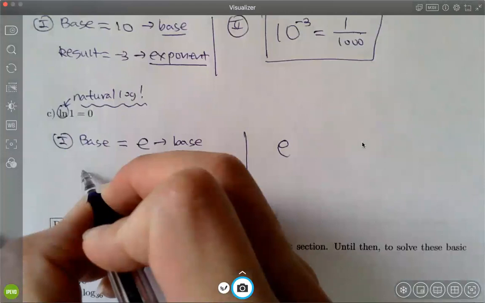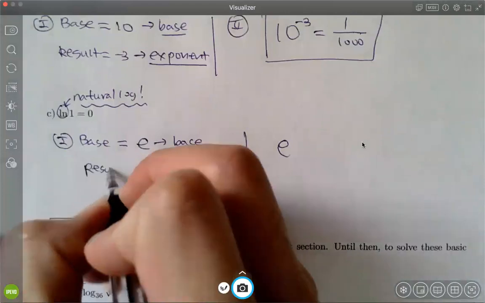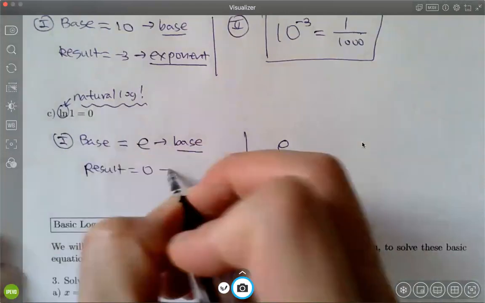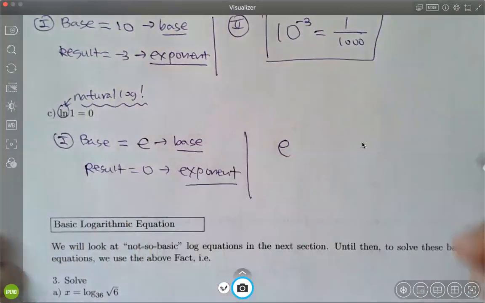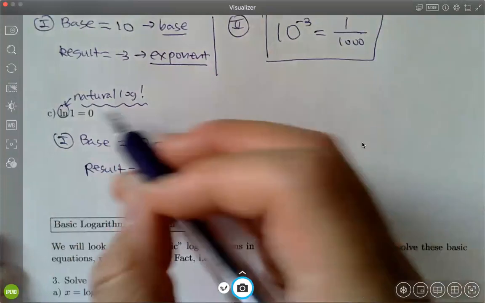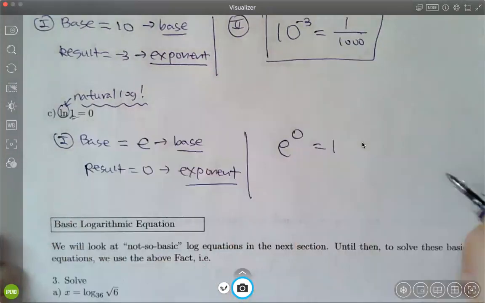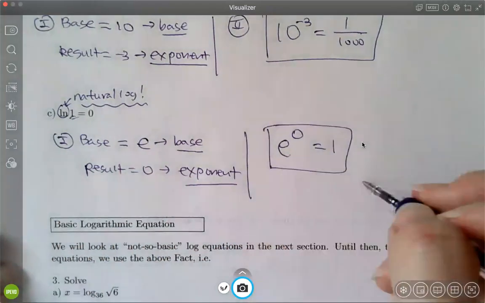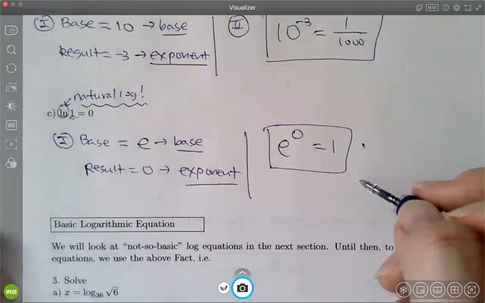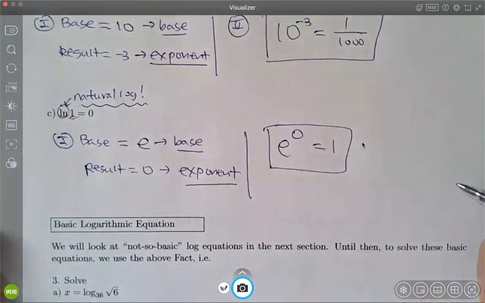Zero, right? Because that's the result of the log, which is 0. So we have e to the power 0, and the remaining thing is 1, so equals 1, right? Okay, so that's the answer. So base always goes to the base, and then the exponent is the result of the log. Remember these two things, okay? So any questions on this conversion?